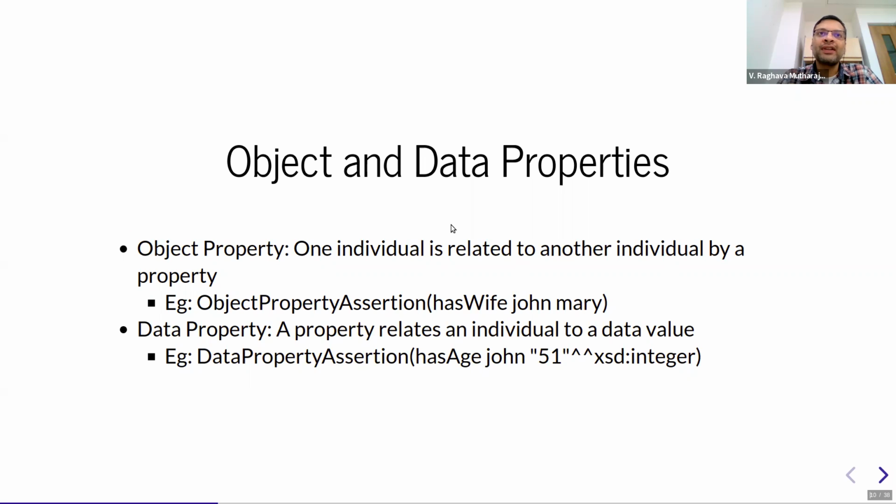There are two types of properties: object property and data property. The difference is that an object property connects one individual with another individual. For example, John hasWife Mary: the hasWife property connects two individuals. On the other hand, a data property connects an individual with a data value, such as hasAge: John hasAge 51, and we also specified the data type of that value, which is integer. That is the difference between object properties and data properties.